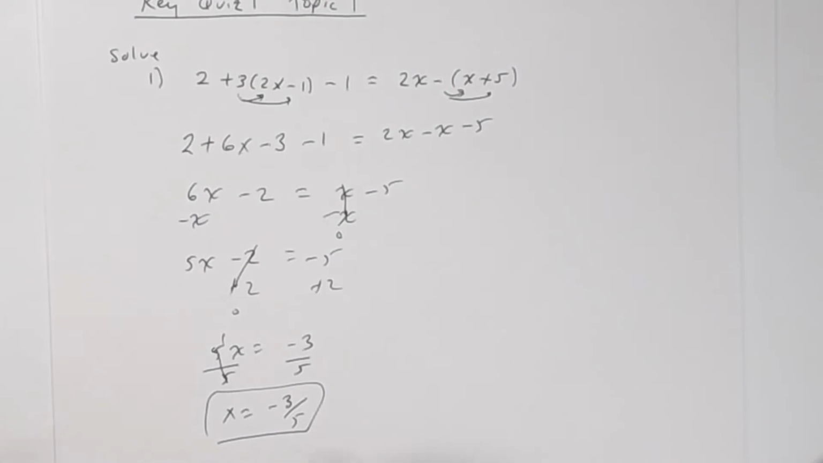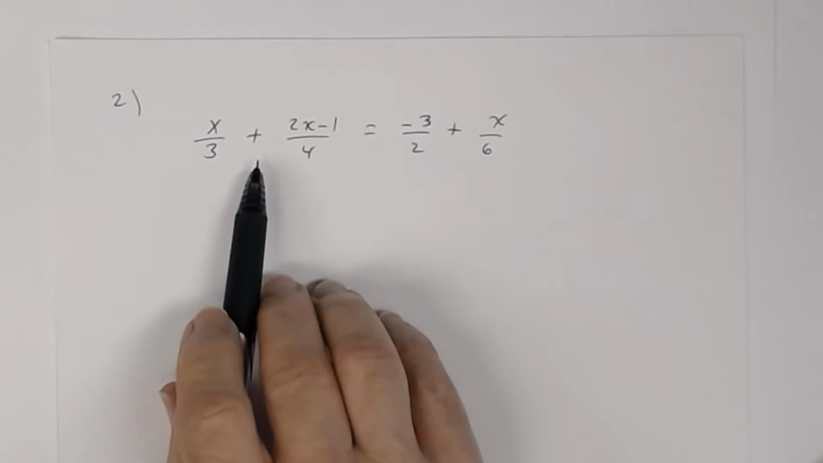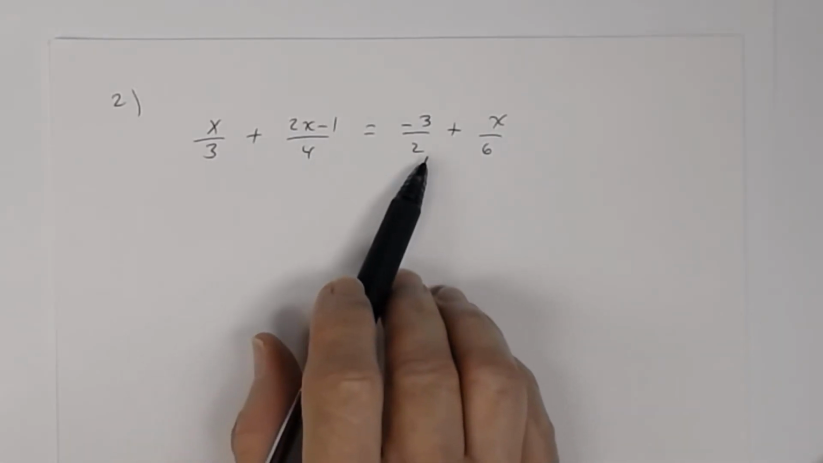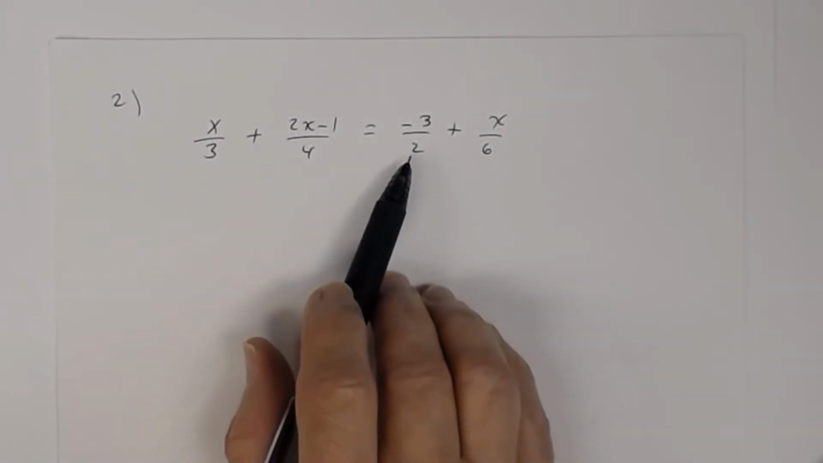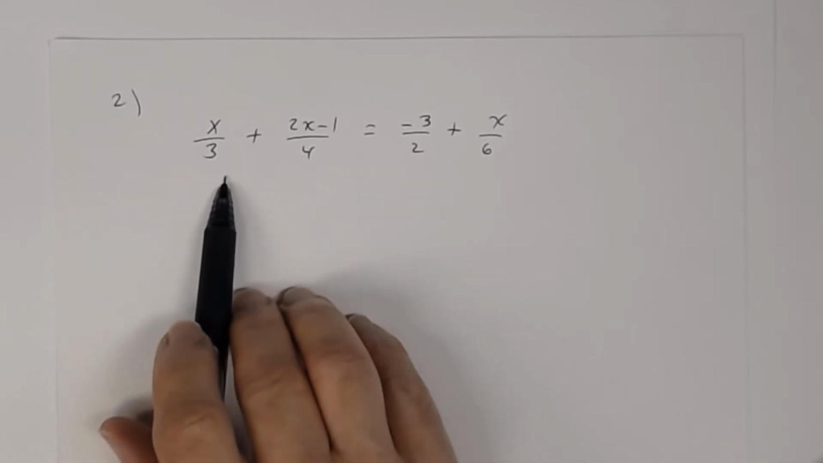The second one is this. So here's the second one. Okay, so in the second one we have fractions this time, and if you look at the denominators, those are integers, so those are whole numbers, so that makes things easier. There are no variables in the denominator, so we don't have to worry about restrictions at all.